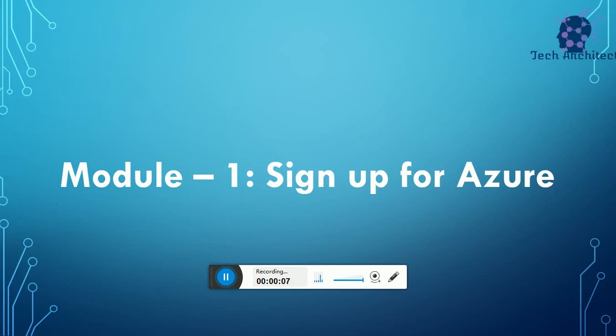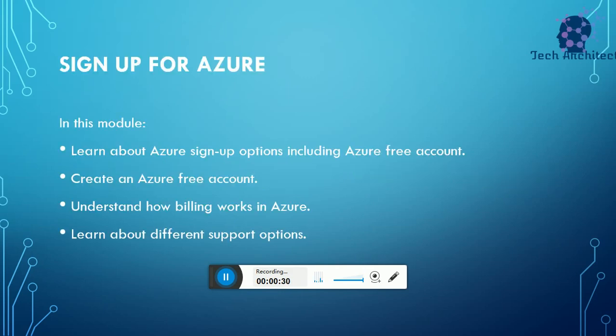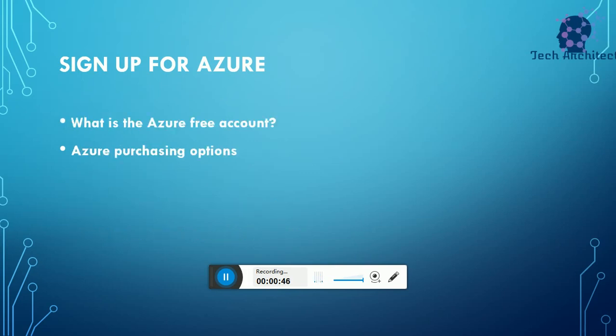In our last two videos, we covered the basic cloud concepts for the Azure Fundamentals course, and we covered the various models and types of the cloud. Now we will start with Azure, and for this we have to sign up for Azure. In this module, we will learn about the sign up options, including the Azure free account, create an Azure free account, understand how billing works in Azure, and learn about the different support options Azure is offering.